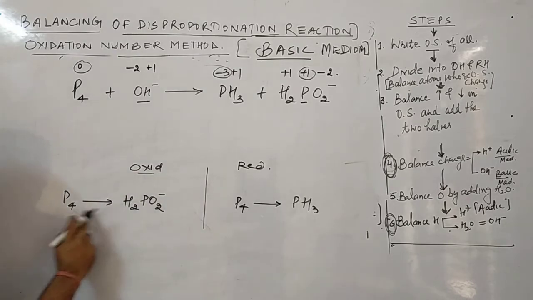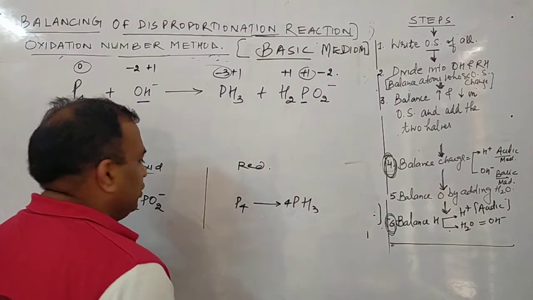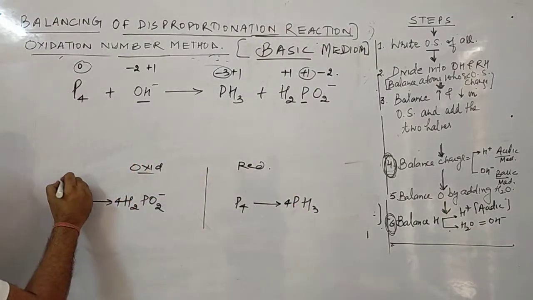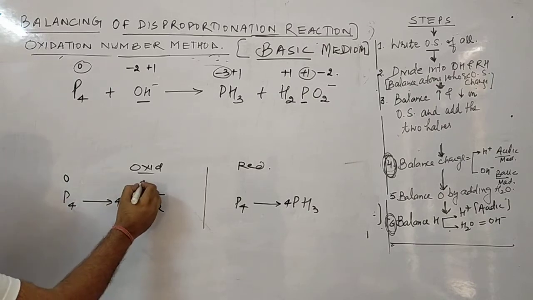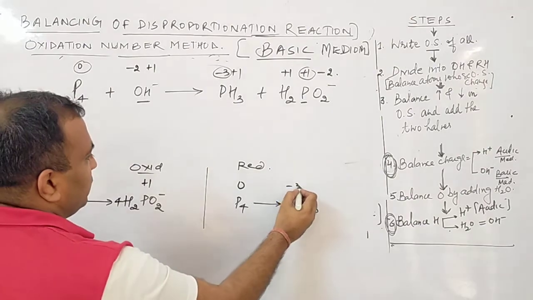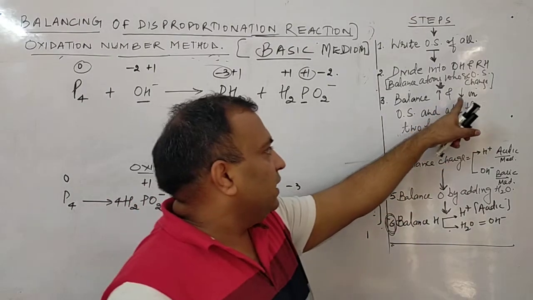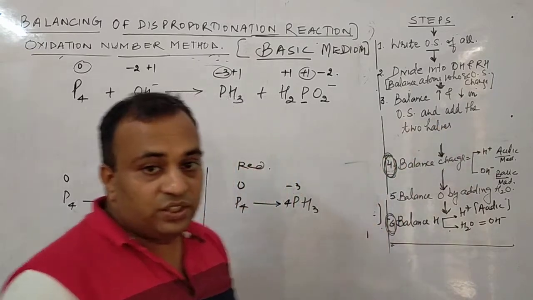तो 4 फास्फोरस है, यहाँ पर 1 फास्फोरस है, 4 अटैच कीजिए. यहाँ पर 4 फास्फोरस है, यहाँ पर 1 है, 4 अटैच कीजिए और इनकी स्टेट लिखिए. फास्फोरस यहाँ पे 0 पे है, यहाँ पे फास्फोरस की स्टेट +1, यहाँ पे 0, यहाँ पे फास्फोरस -3. ओके. नाउ स्टेप 3, बैलेंस इंक्रीज एंड डिक्रीज इन द ऑक्सीडेशन स्टेट.